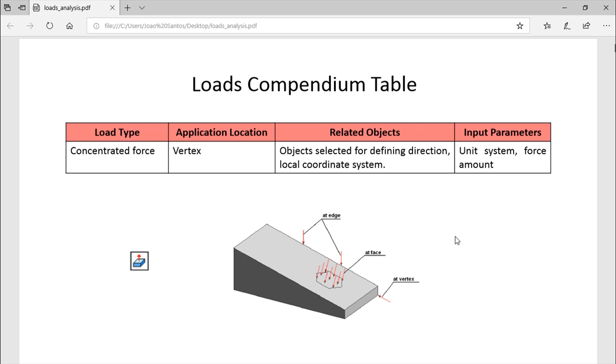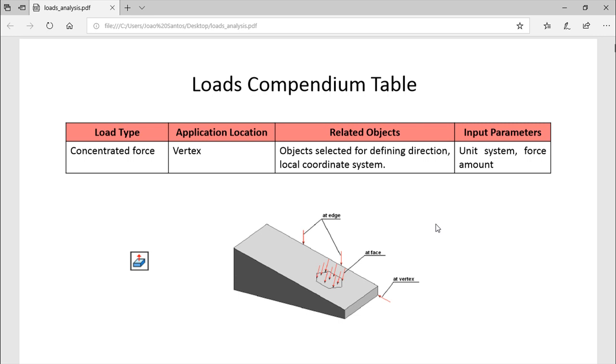Hello, we are here for one more lesson of the T-FLEX analysis training course, and the topic for today will be something called loads compendium table. This will be a little different lesson. Today I will show you a resume of the different types of loads and related topics with each type of load. It's a resume, and I think it may help you.